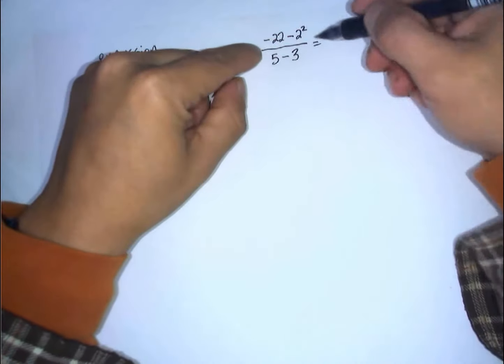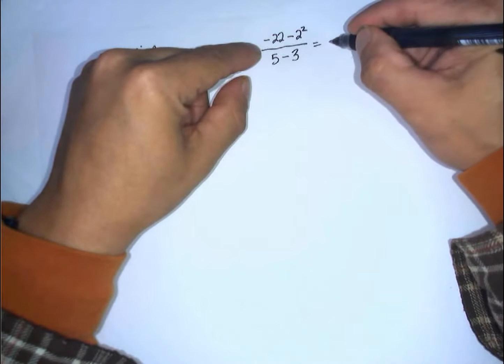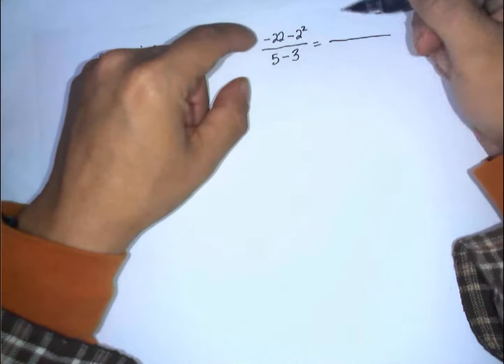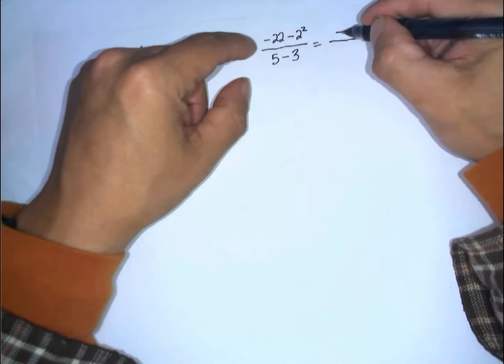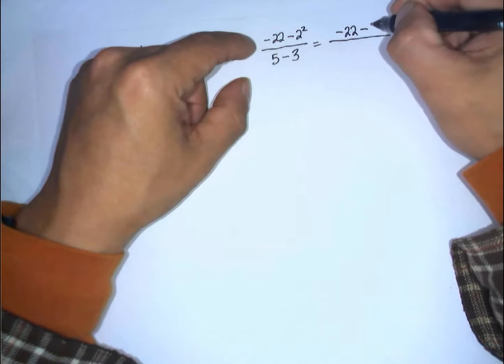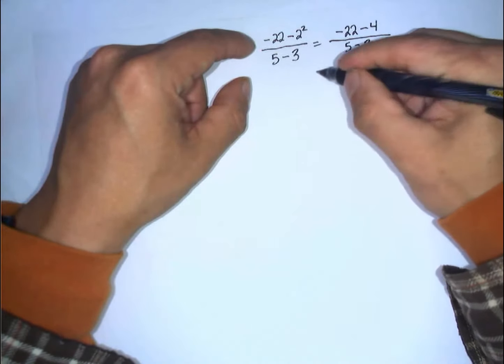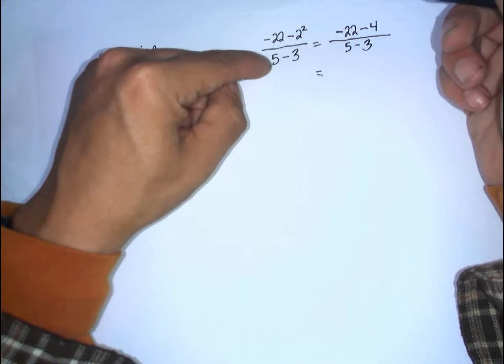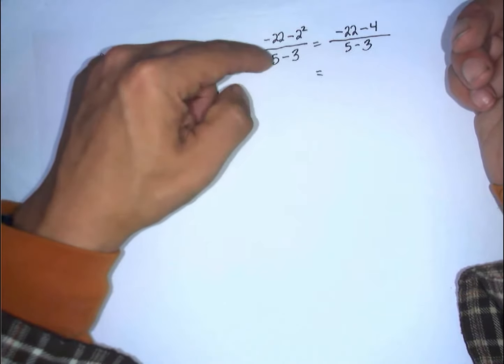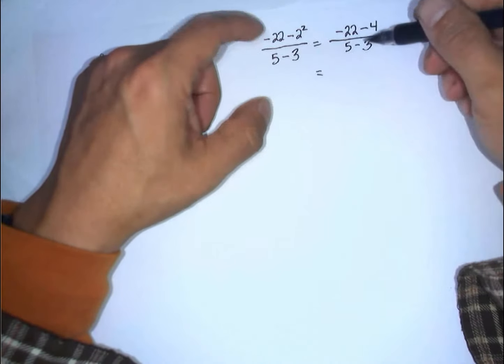So we're going to simplify the top first. The first thing we do is the exponent. So we're going to have negative 22 minus 4 over 5 minus 3. We're going to leave the bottom alone, even though we could do 5 minus 3 separately. But sometimes it's better just to leave it alone.